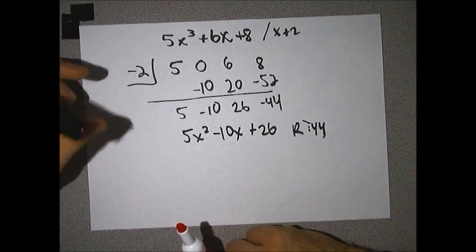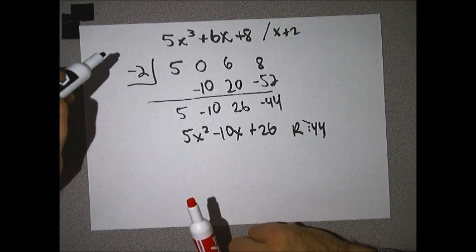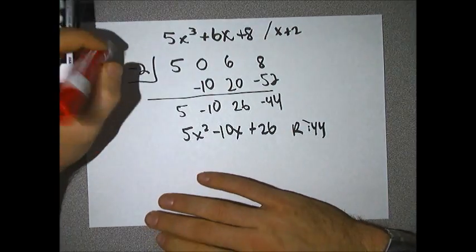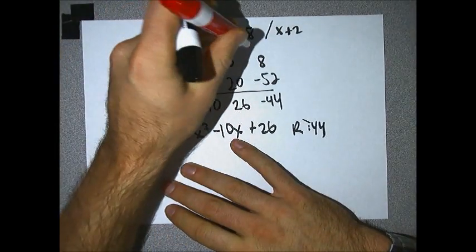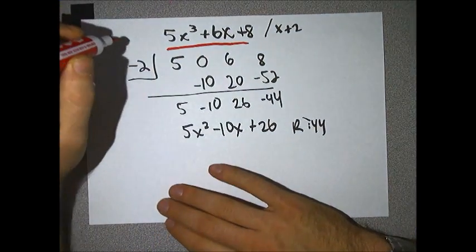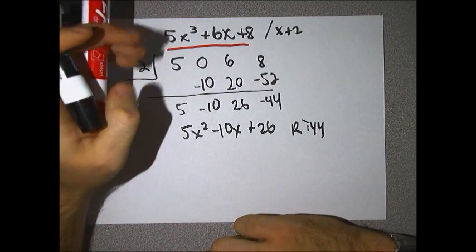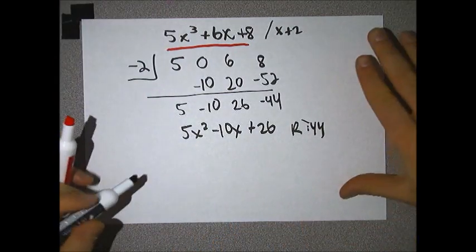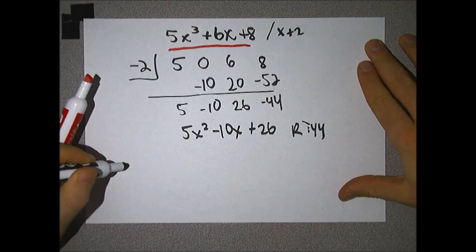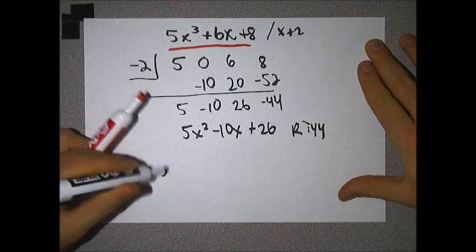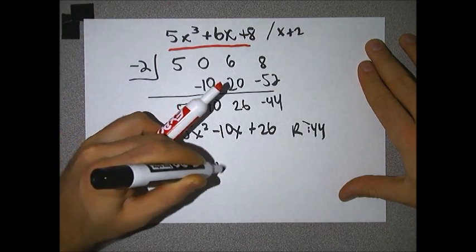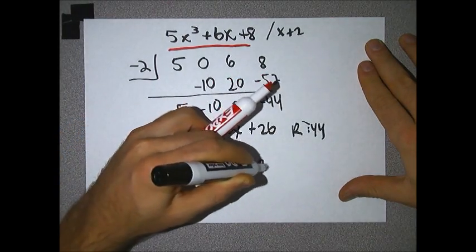So we want to prove this. It says use the remainder theorem. Remainder theorem tells me to do what? Take the number that's in the box and evaluate this. Oh, I'm sorry, I'm looking at 8 by foiling. Okay, so we want x plus 2 times 5x squared minus 10x plus 26.